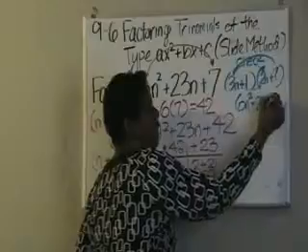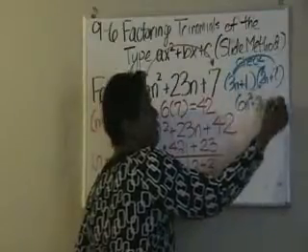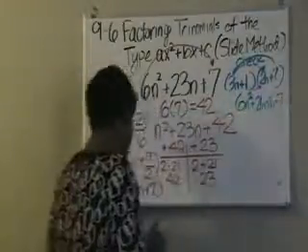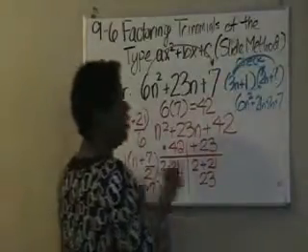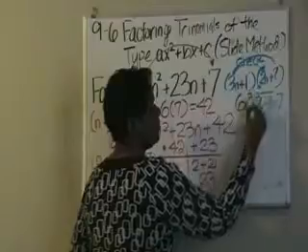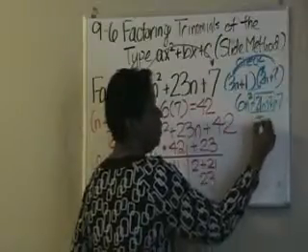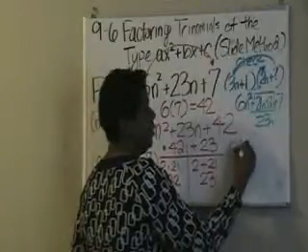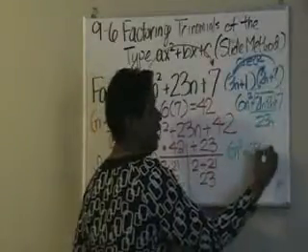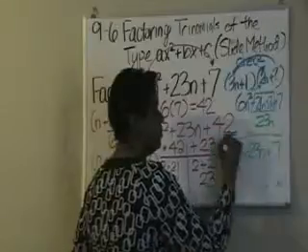1 times 2n plus 2n. And then 1 times 7. Whenever you do that, you have the middle portion that you have to put together. Okay? So you got 21n and 2n, which gives me 23n. So my final answer would be 6n squared plus 23n plus 7.